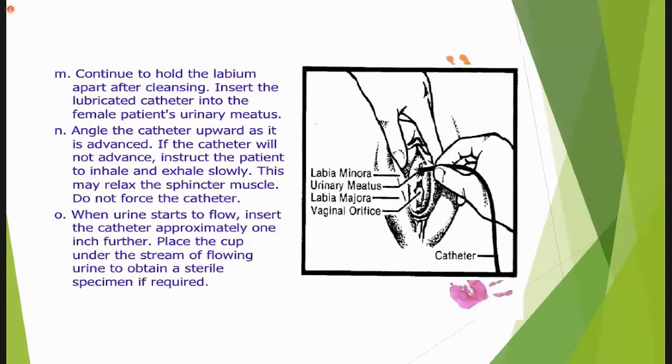If the catheter will not advance, instruct the patient to inhale or exhale slowly. This may relax the sphincter muscles. Don't force the catheter. When urine starts to flow, insert the catheter approximately 1 inch further. Place the cup under the stream of flowing urine to obtain the sterile specimen if required.